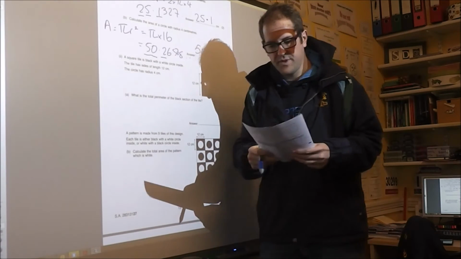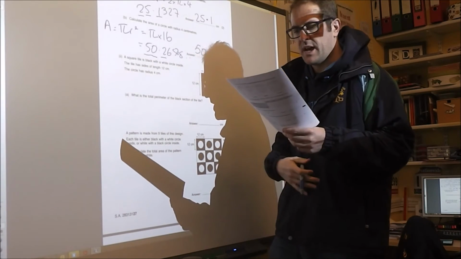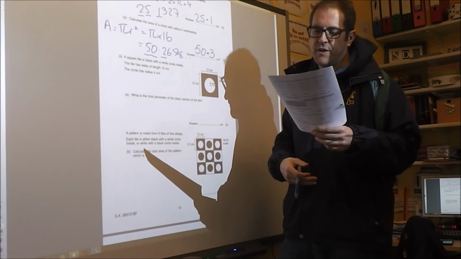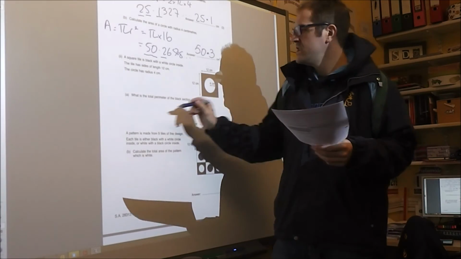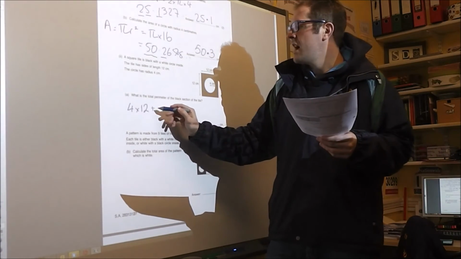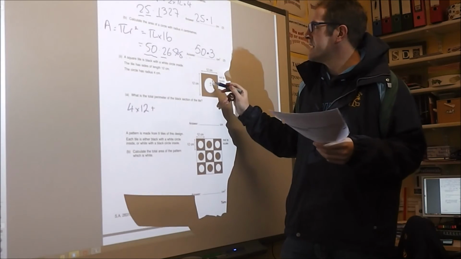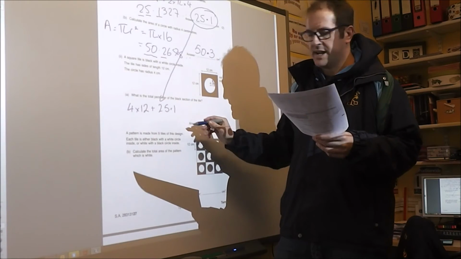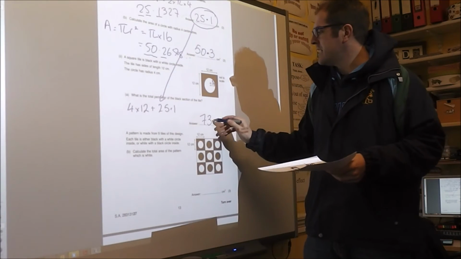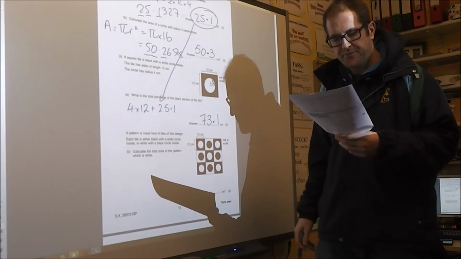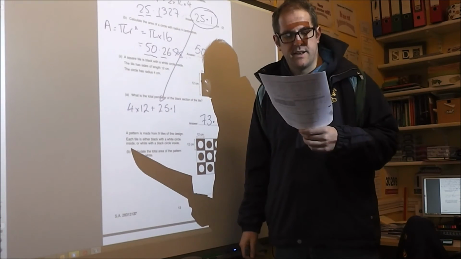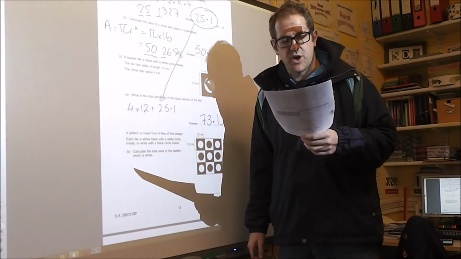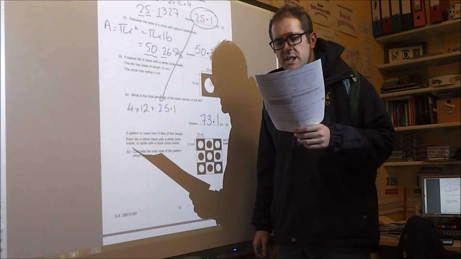So we've got a black square, length 12, and the circle has radius 4. The total perimeter of the black section, so round the edge, you've got 4 lots of 12, and then you're going to add the perimeter for the circle, which we worked out here, 25.1. Add them together, 73.1. The pattern is made from 9 tiles of this design. Each tile is either black or white. The total area of the pattern which is white.